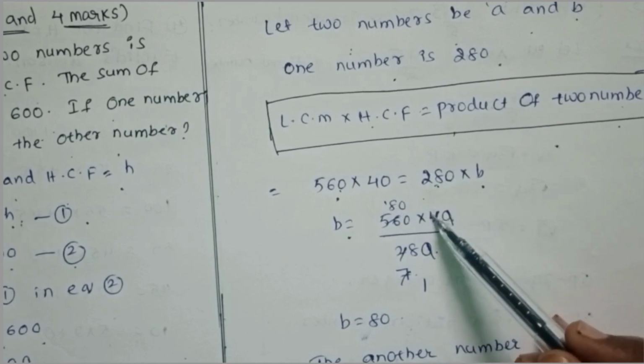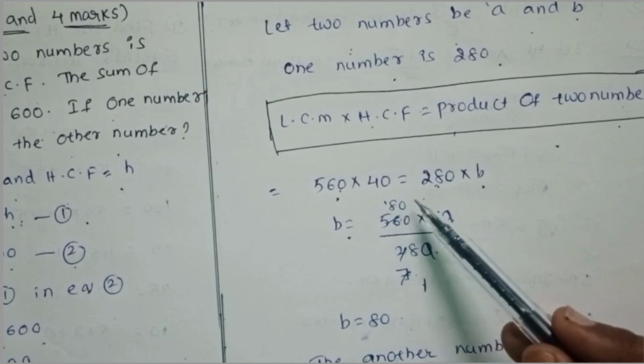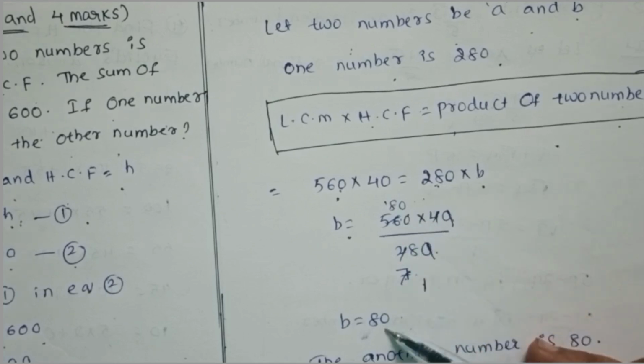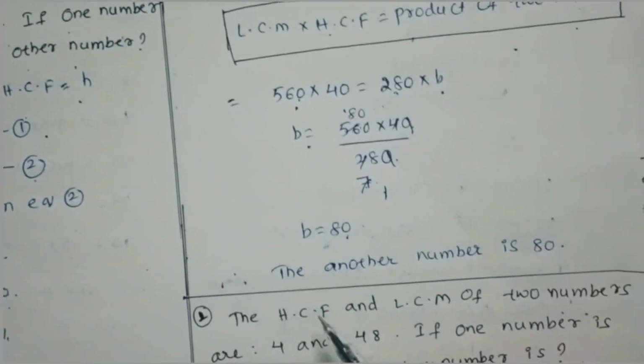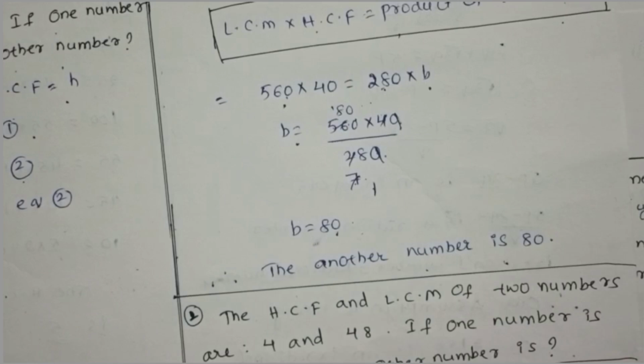0, 0 cancel. 4 ones are 4, 4 sevens are 28. Again 7 ones are 7, 7 eighties are 560. So, what is the B value? B value is 80. So, the other number is 80.